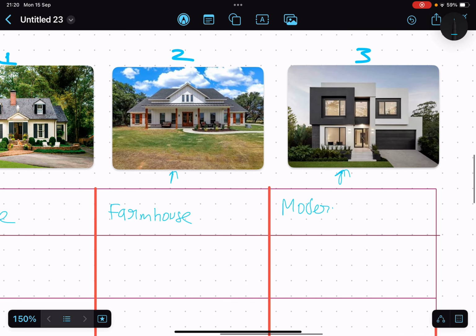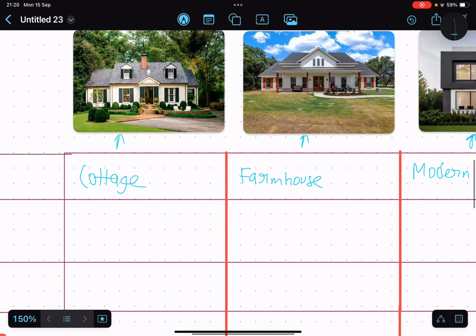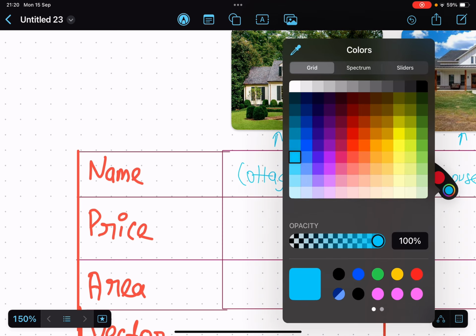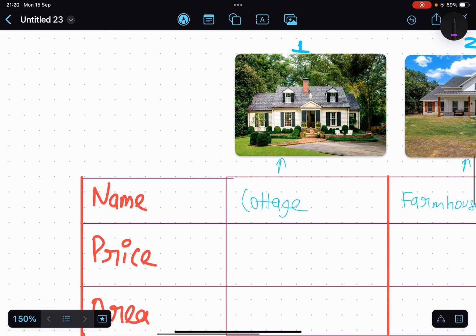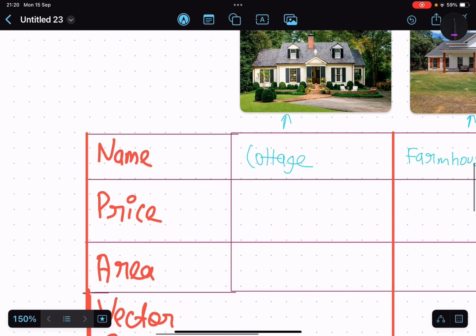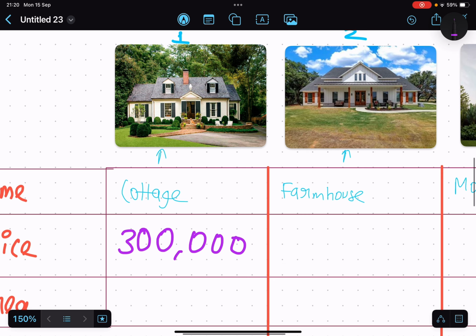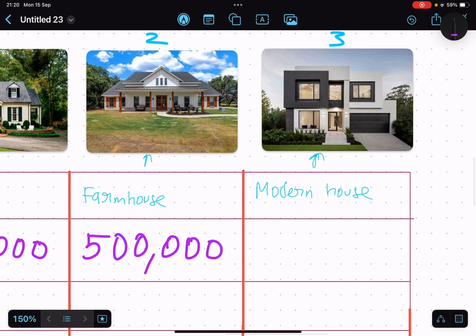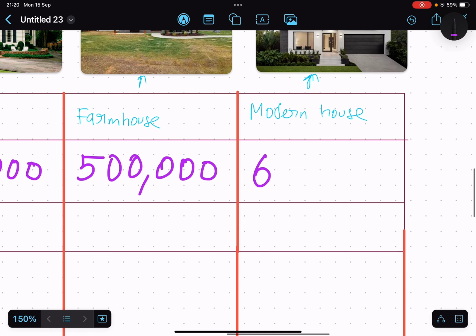Okay, so how much would these houses cost? I feel like I'm running a real estate class, but it's pretty fun, right? How much would this house cost? It's not that big. It's a cottage, so probably like $300,000. And then this house, how much would it cost? So it is a farmhouse, so some farm might come with it. So let's assume it's $500,000. How about this house? This looks a bit modern, so we need to make it kind of expensive. So $600,000. Okay, so these are our prices.